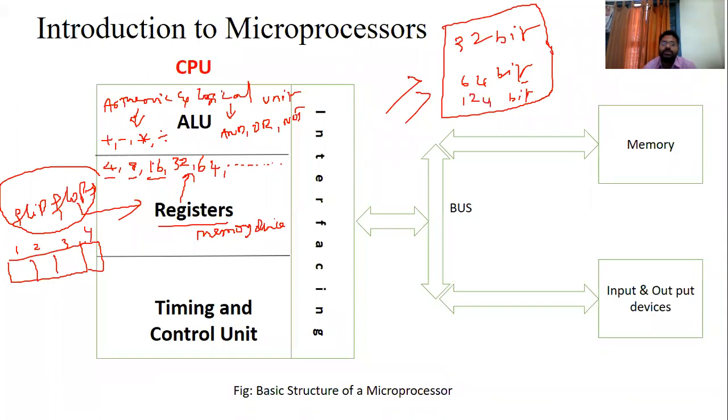Okay, so our 8086 microprocessor is a 16-bit microprocessor. When compared to the 16-bit, the 32-bit microprocessor works at a somewhat higher speed, and the 64-bit is faster still. So as the size of the registers increases, the speed also increases.